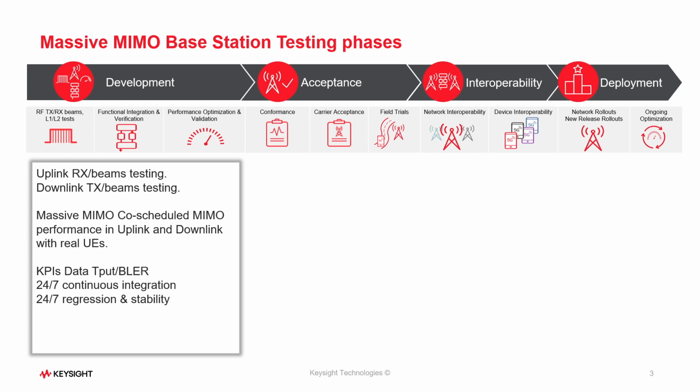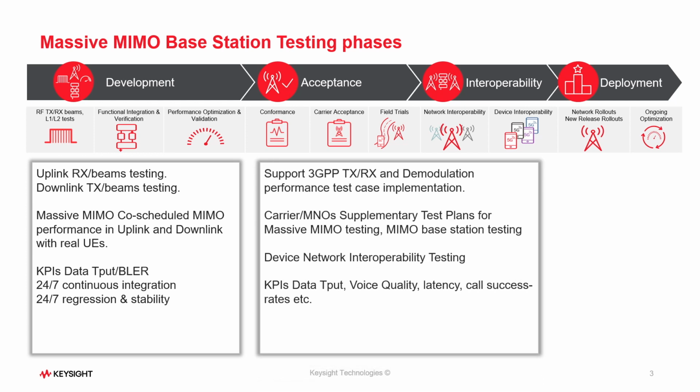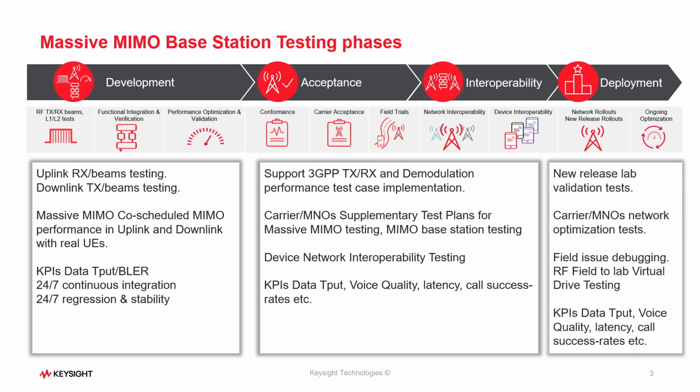Development phase testing is focusing on uplink and downlink beam testing with the real UEs with the 24/7 continuous integration testing. In acceptance and interoperability phase, testing focus is in performance, network interoperability, and field trials, where focus is in latencies, call success rates, and data throughput testing. In deployment phase, testing is focusing on new release lab validation and network optimization testing, as well as the field issue debugging in the laboratory environment with proper tools.